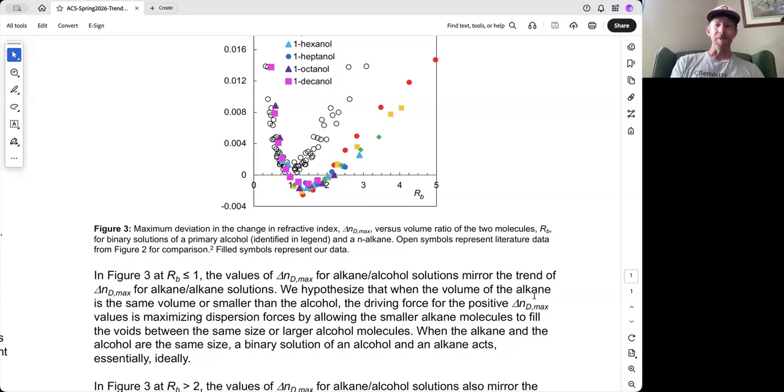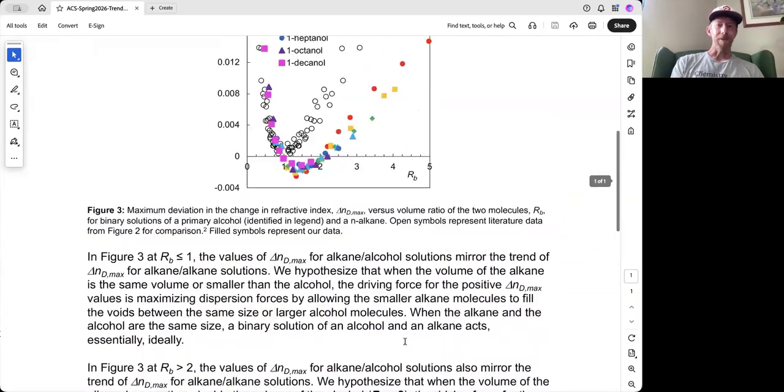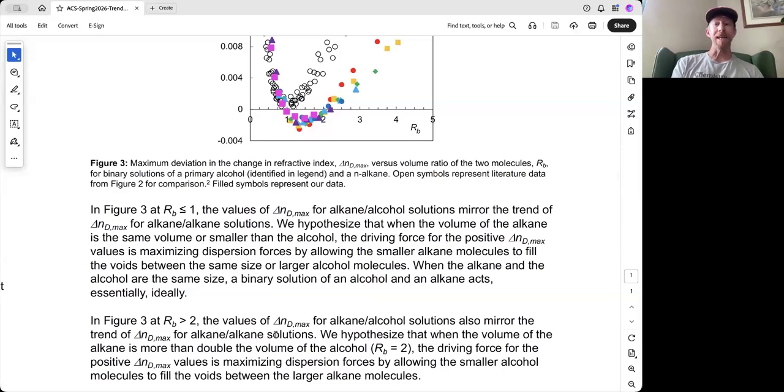We hypothesize that when the volume of the alkane is the same volume or smaller than the alcohol, that's when RB is less than 1, or equal to 1, the driving force for the positive delta ND max values is maximizing dispersion forces by allowing the smaller alkane to fill voids in the larger alcohol molecules. So same thing's happening. And for RB greater than 2, we also see a linear trend just like these. So we're saying at RB greater than 2, the same thing is happening.